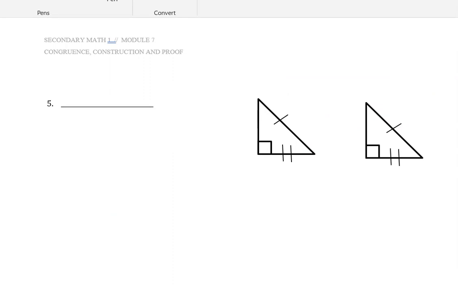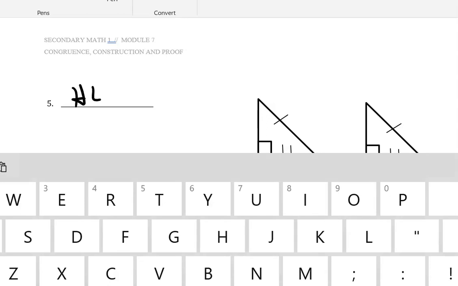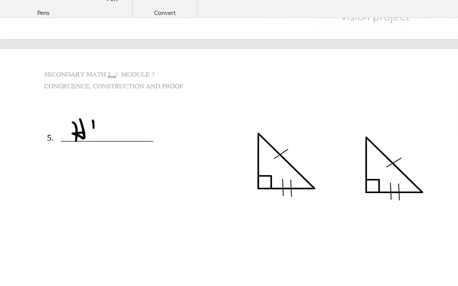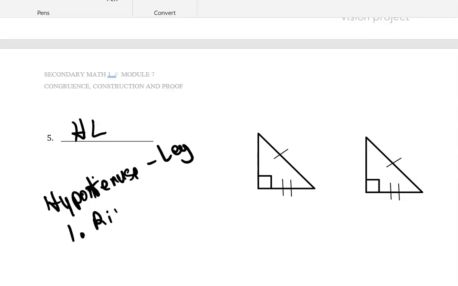And then the 5th one, this is the one that I left you a little video to watch online, because this little task didn't really expand on this too much or show this too well. It's called HL. HL stands for hypotenuse leg. So what that means is, first, you better have a right triangle. We can only have a hypotenuse in a right triangle. So if you look at these 2, this little notation is telling us that these are 90-degree angles. That means it's a right triangle.